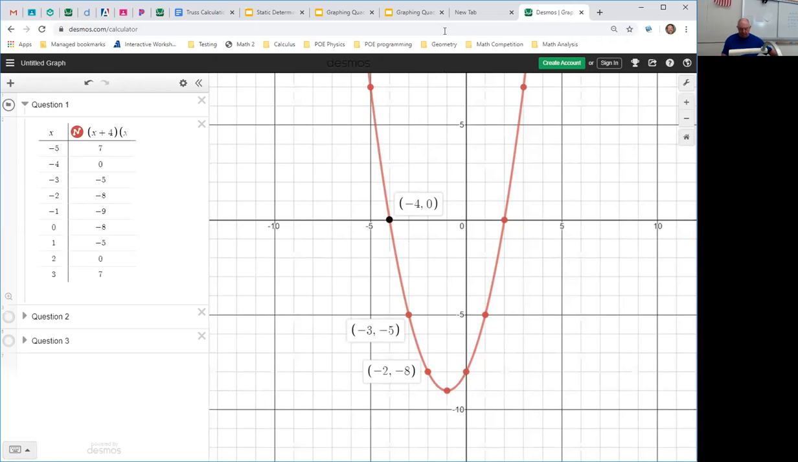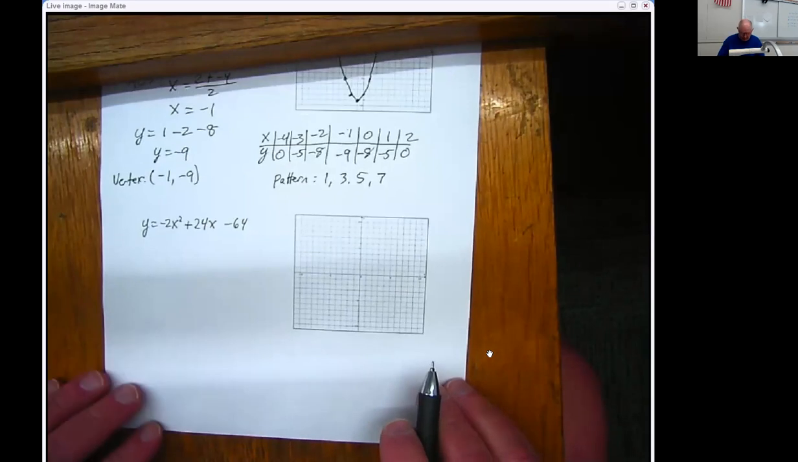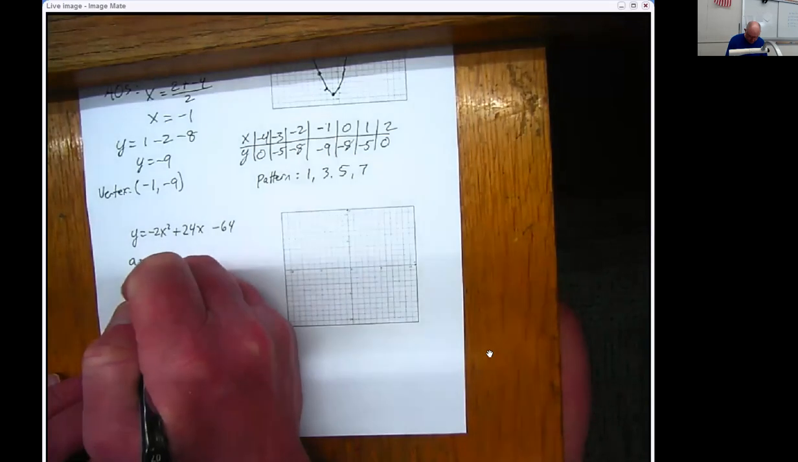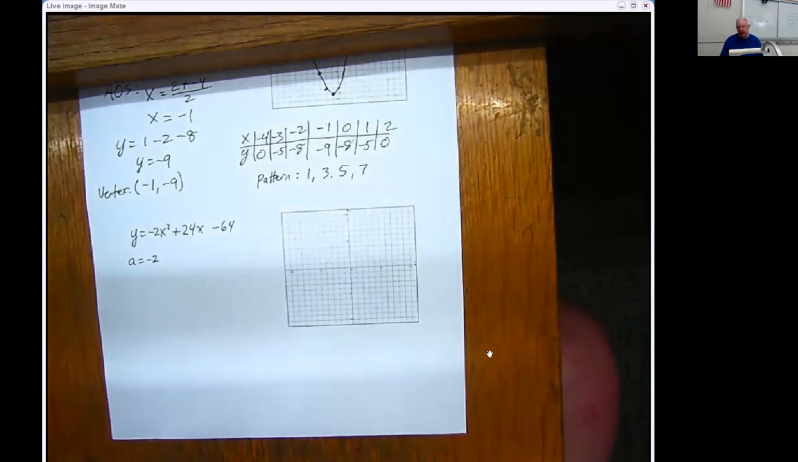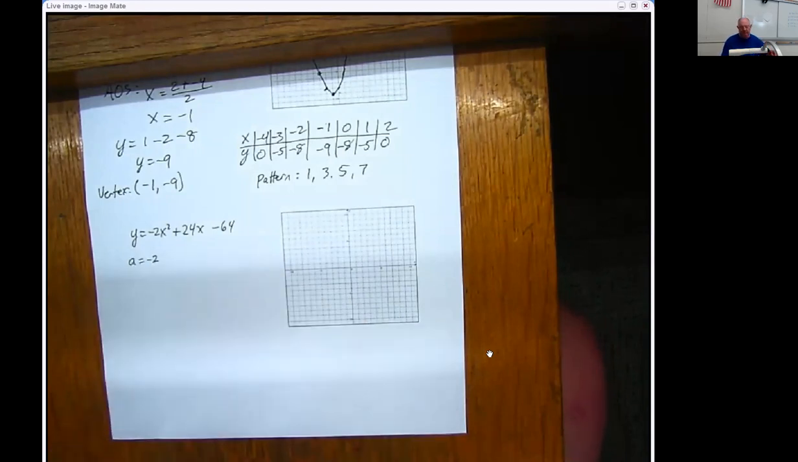Okay, so let's try the second example. So for this one, okay, let's move this up a little bit. All right, so for this one, we see an A value of -2. Now what that tells me, and hopefully you remember this, that graph is going to grow twice as fast as the parent, but it's also going to flip it over, so it's going to open down because of the negative. Now, if you look at all these numbers, I can factor that -2 out.